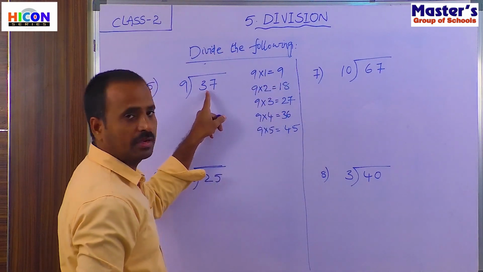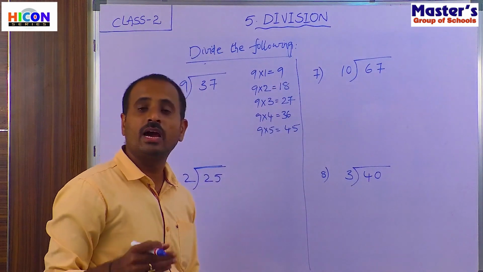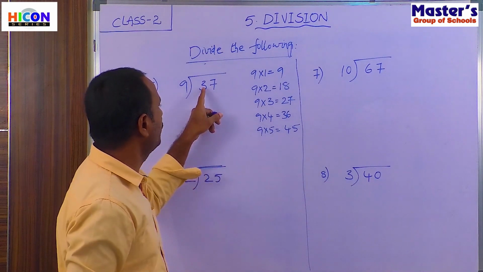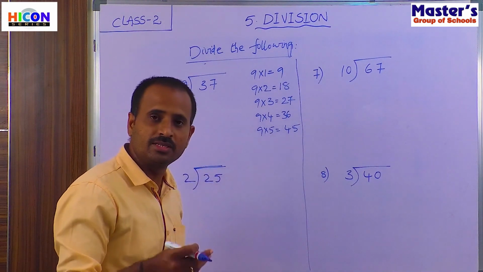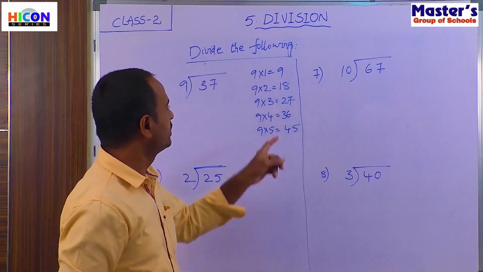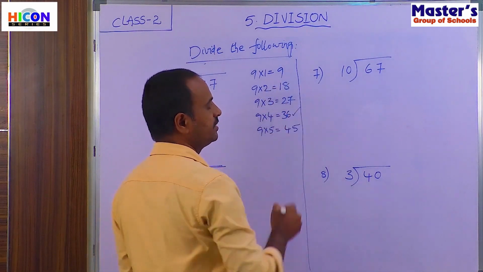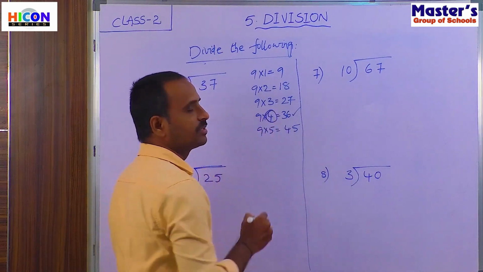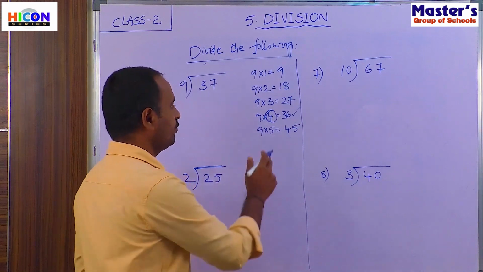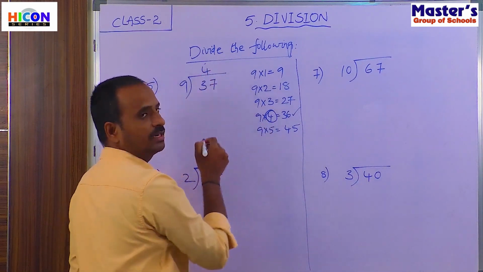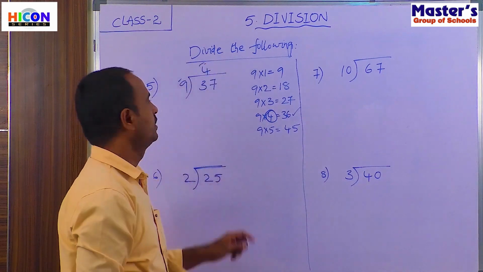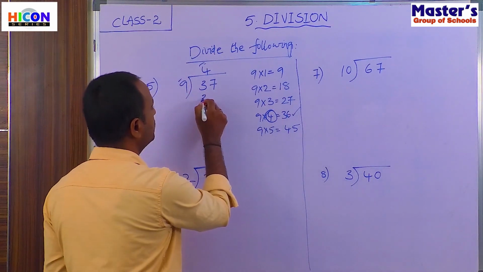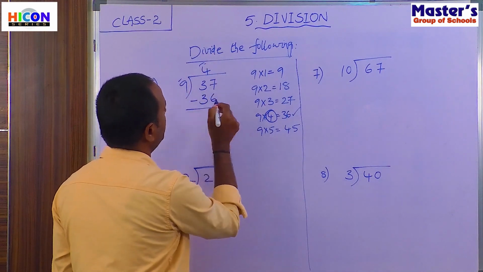If we did not get the number 37 in the 9th table, then we have to take the number before 37. What is the number before 37? The number before 37 is 36. Where is 36 here? Here is the 36. How many times do you have to take to get 36? We have to take 4 times. So write 4 in the quotient and multiply these two numbers, 9 and 4. That is 9 fours are 36. So write 36 below the dividend and subtract.